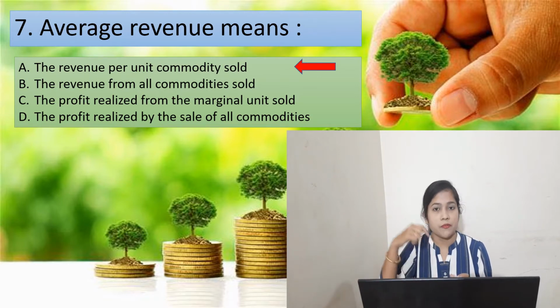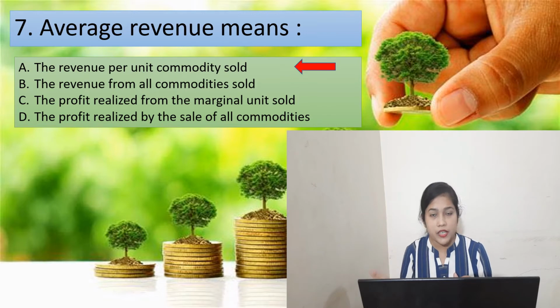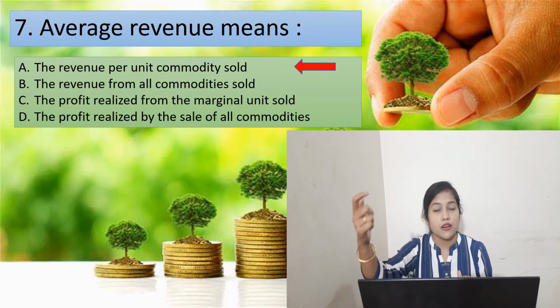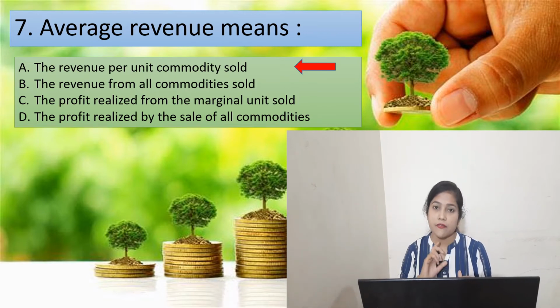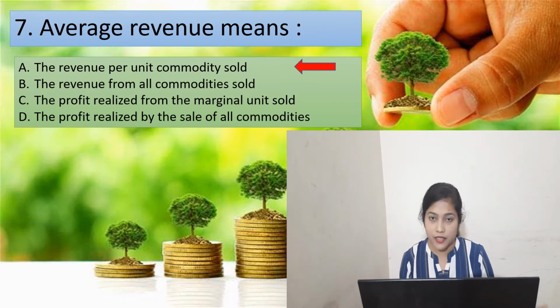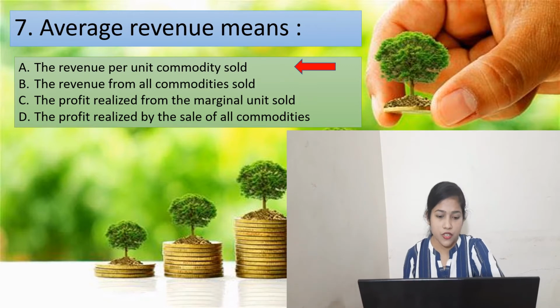Whenever we are about to calculate an average thing, we always consider per unit commodity. Average revenue means total revenue per commodity. Average cost, total cost per commodity. So every average concept will go for per commodity. So the answer will be the revenue per unit of commodity sold. That is option A. Right? Clear? Okay.